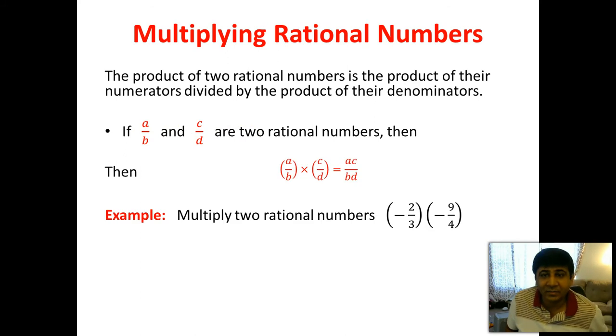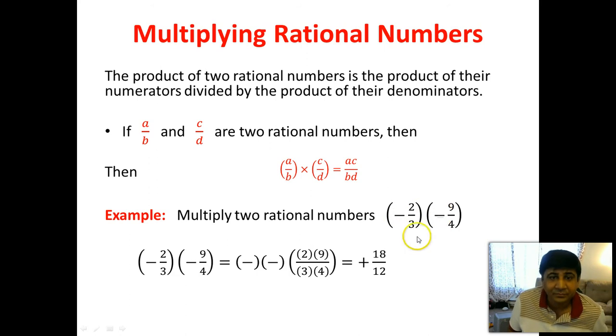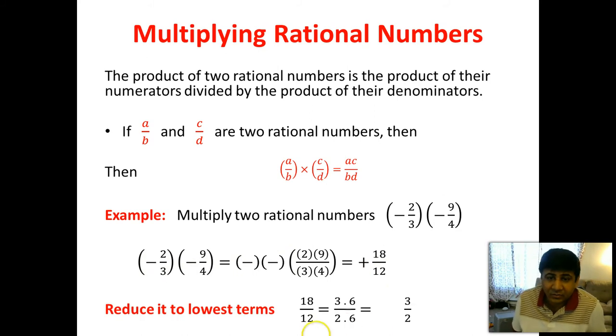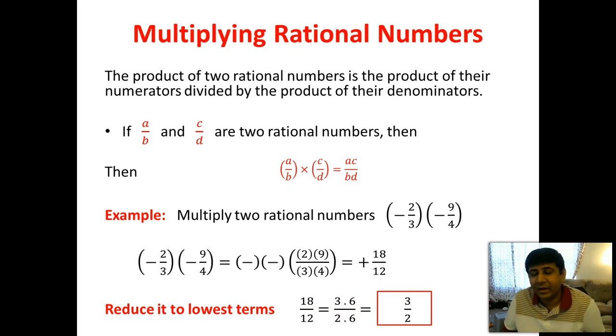Look at this example here. Suppose you want to multiply minus 2 over 3 times minus 9 over 4. First of all, minus times minus will be plus. Then you multiply top with the top, 2 times 9, which will be 18, and 3 times 4, which will be 12. Then you bring it down to lowest terms, as I said earlier. Write it in prime factorization or find the greatest common divisor, divide both top and bottom, and you get 3 over 2 as your answer, which you get after multiplying two rational numbers.